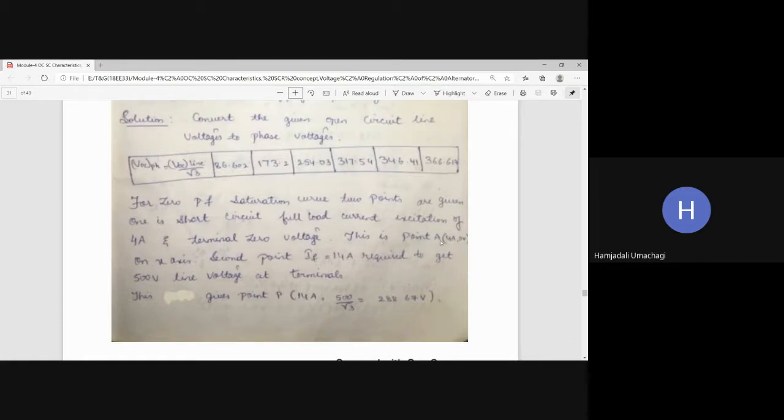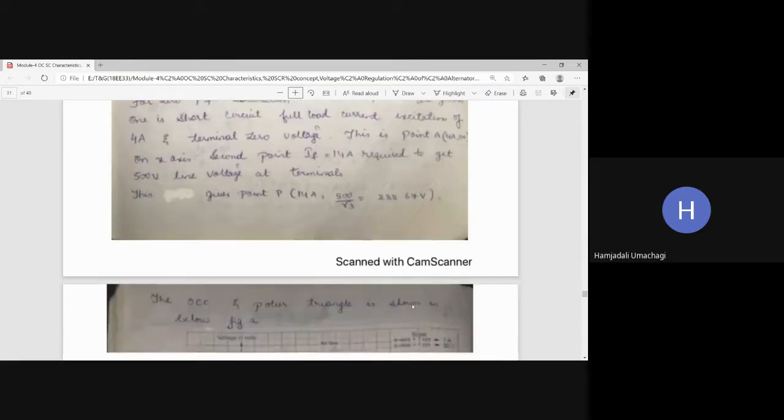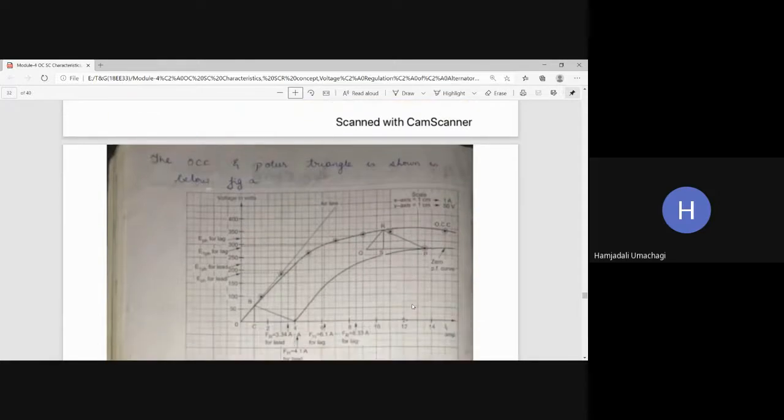First point is A, which corresponds to the short circuit condition, where zero voltage will be there and the corresponding excitation required is 4 ampere. And for getting the terminal voltage for 500 line voltage, the required excitation is 14 ampere. That is the second point P. Convert this line voltage to phase voltage by dividing the line voltage 500 by root 3, then it will be 288.67 volts. Okay, now is it clear to all of you?